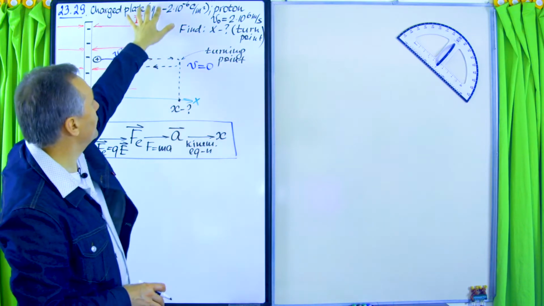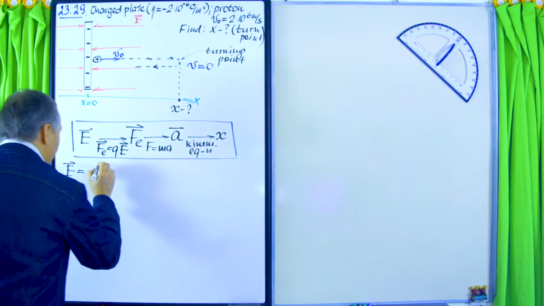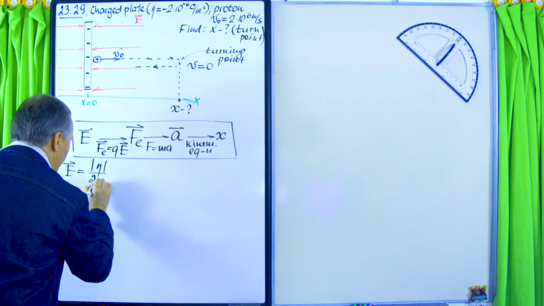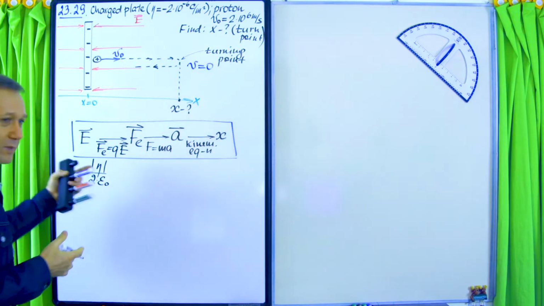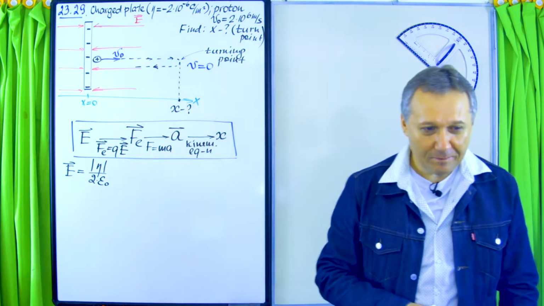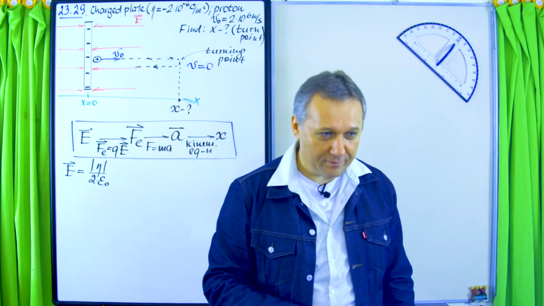So I'm going to put an absolute value sign on eta. Right? So I'm going to write something like this: absolute value of eta divided by 2 times epsilon naught. Basically I use the formula which we derived in the previous class, right? You remember. But since it's a vector, I need to show a direction.